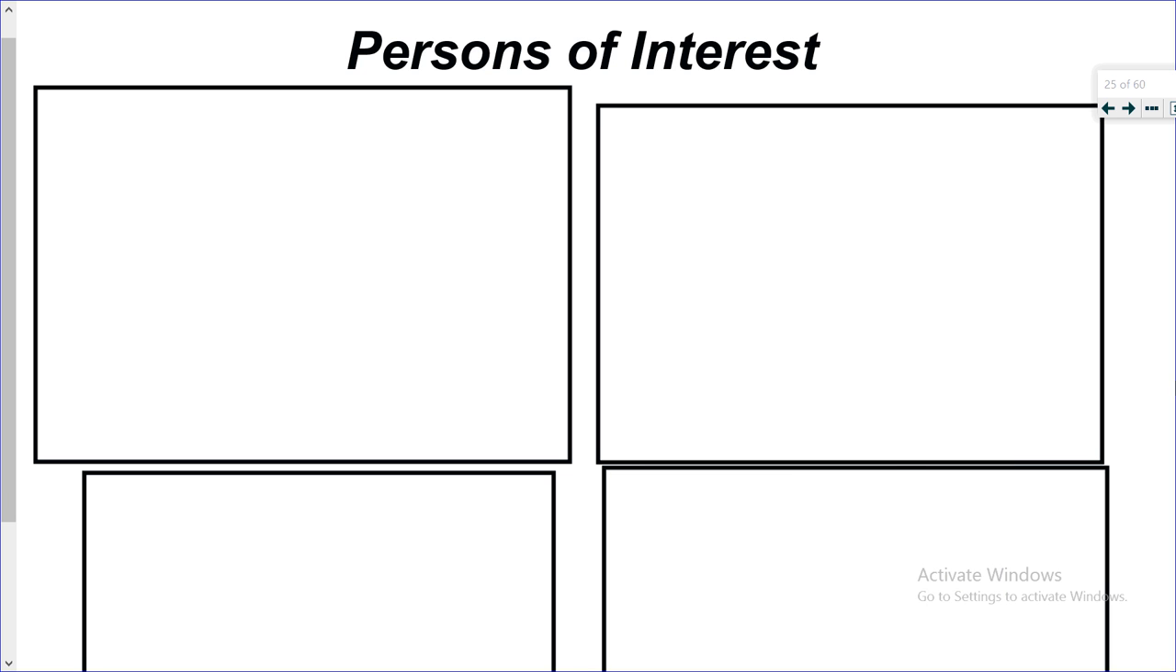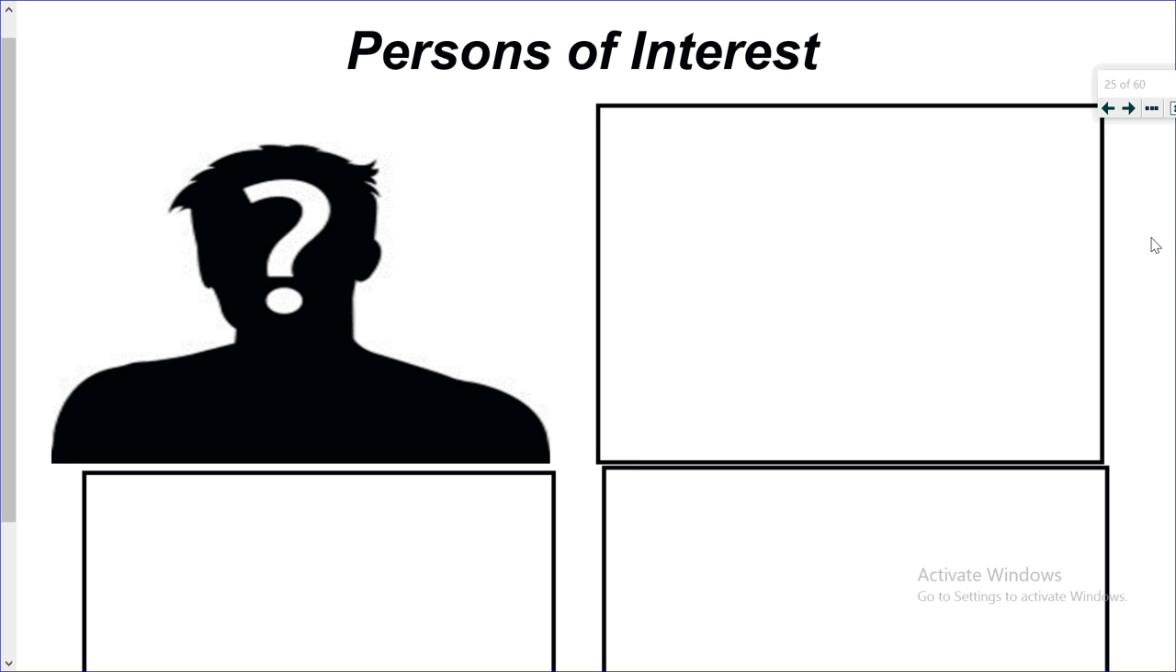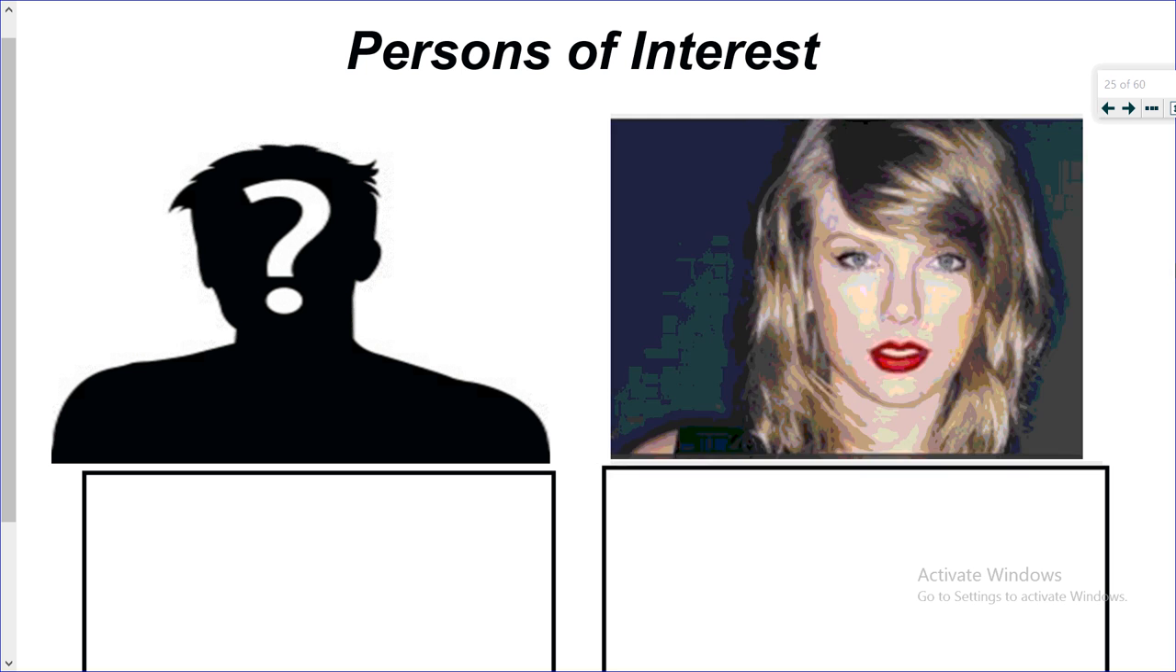All right, we have some persons of interest. There's an unknown person who's not in the system, so we don't know, which is why we've collected some DNA from some people that you've assumed may be the person. So we don't know if one of you are. But we also have Taylor Swift. Why would you think Taylor Swift would be a person of interest?